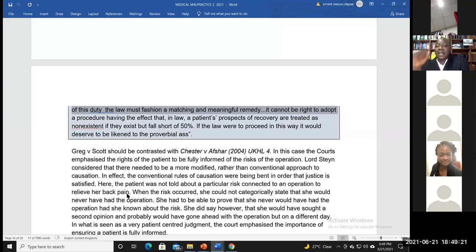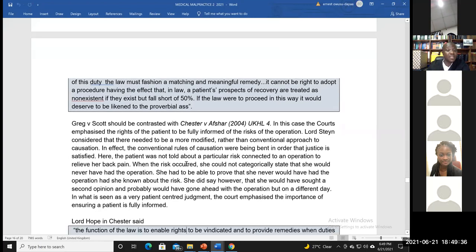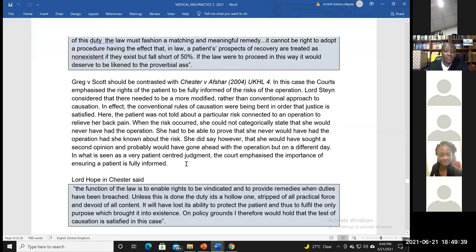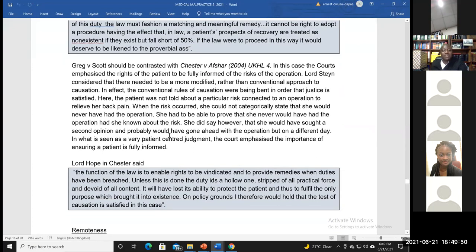But as I said, the more recent case of Montgomery says that regardless of anything, the patient is entitled to know everything which will help him or her to make a decision as to whether he or she will accept a particular proposed treatment. And that was why, if you look at Chester, Lord Hope, for example, will say this, and we contrast that with what the position of the law has been now in the light of Montgomery.